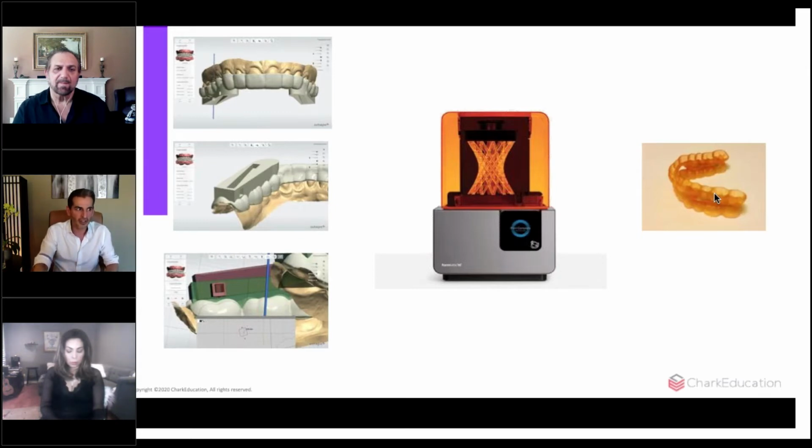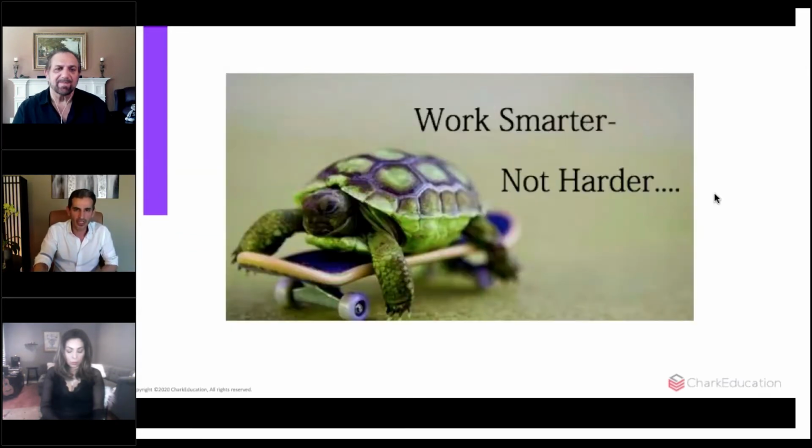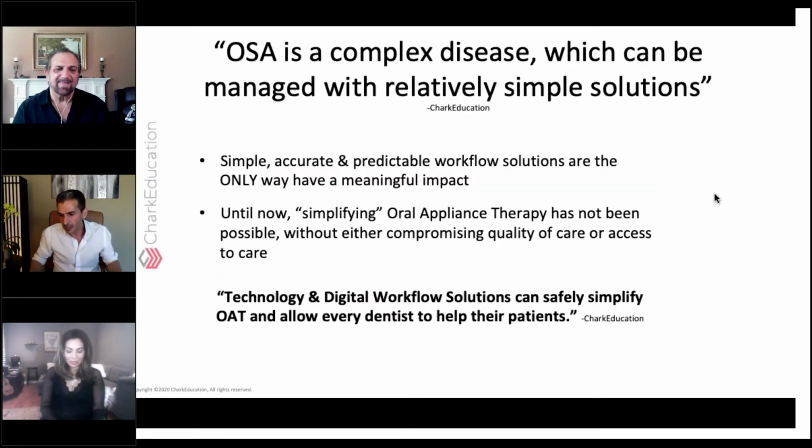In 4 years, things might be different. Your best should change with time. In general, it's about working smarter, not harder. I love this little slide, the little turtle on a little skateboard. And we'll go from there. In summary, this is what I really, really believe in.